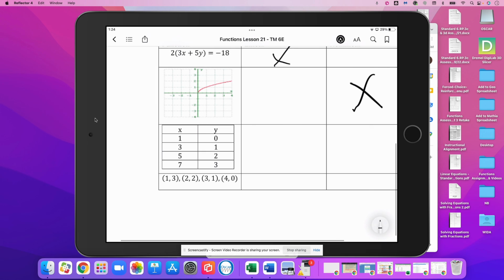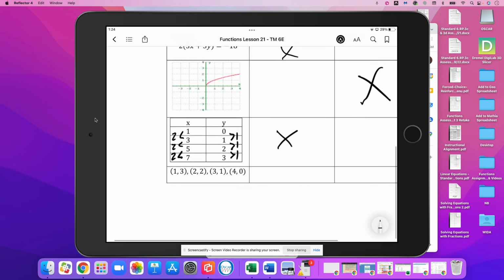Lastly, number 12, we've got an increase of 1 all the way down the right side, and an increase of 2 all the way down the left side. Slope would be 1/2. It's the same all the way through the table. That would make it linear.